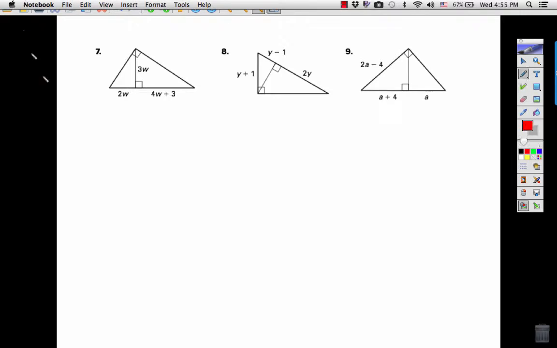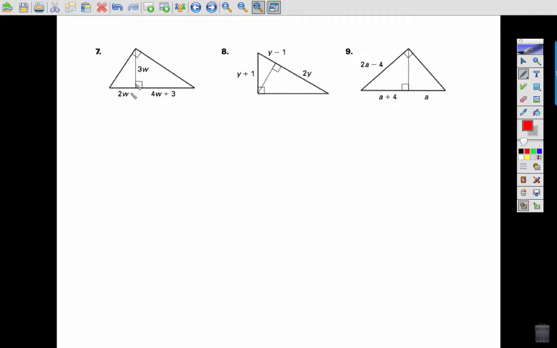Oh, don't you just love it? Now that you see information on the altitude, you can use it. 2w over 3w equals 3w over 4w plus 3. That's a lot of w's. Let's cross multiply. 3w times 3w would have 9w squared.